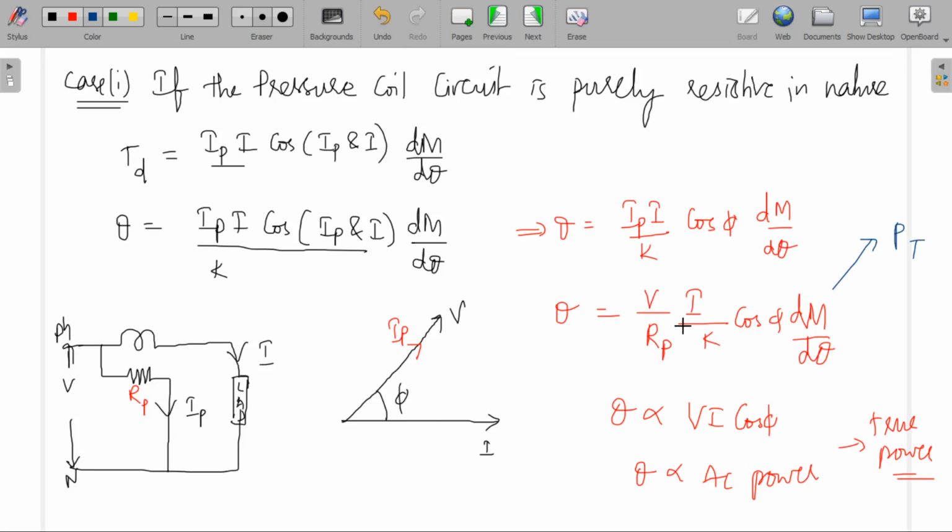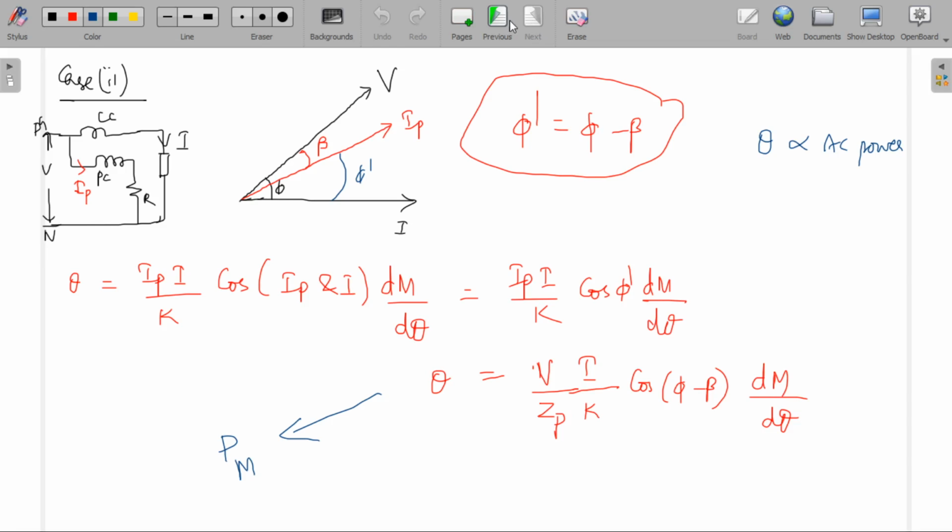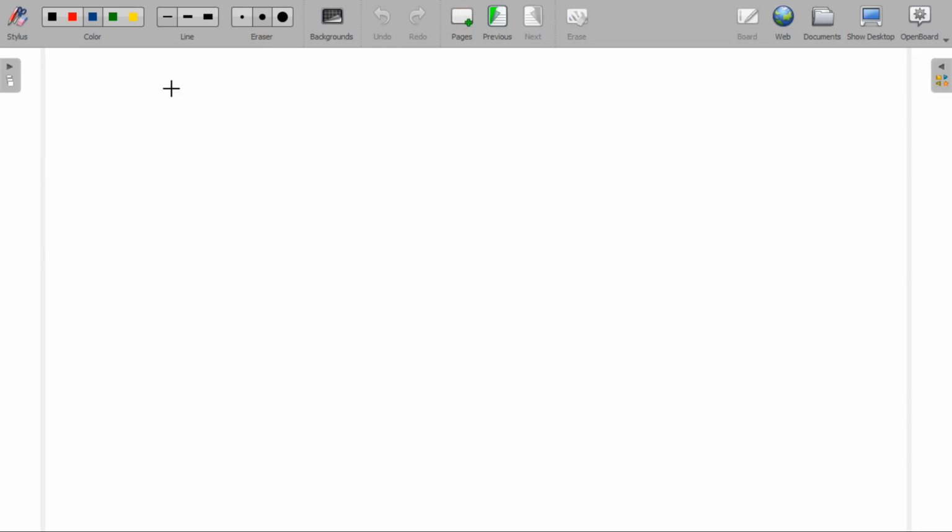Anyhow, theta is directly proportional to AC power, right? VI cos phi is true power, and theta is directly proportional to VI cos phi. So I am treating this as true power because theta is directly proportional to AC power, right? Now, what is the ratio of true power to measured power?